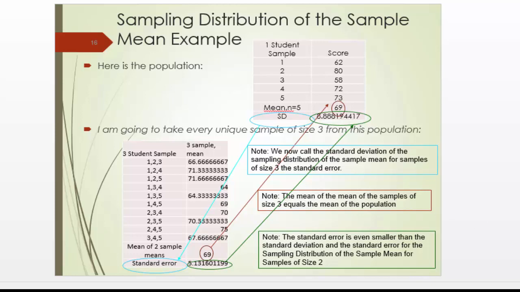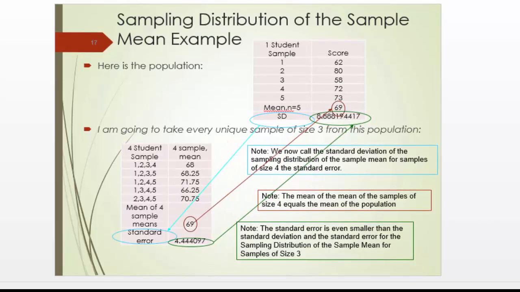So now let's look at the sampling distribution of the sample mean for samples of size 4. So I take every unique way I could take 4 people from the 5 students. This is every unique way. And then I take person 1, 2, 3, and 4. 62, 80, 58, and 72 divided by 4, that's where the 68 came from. And I did that for all the different samples of size 4.